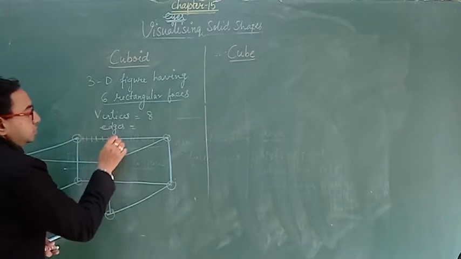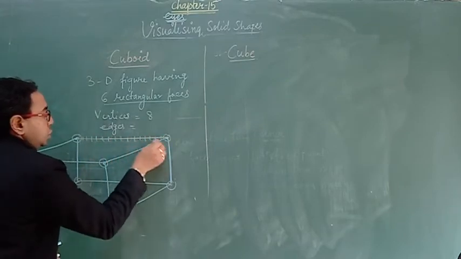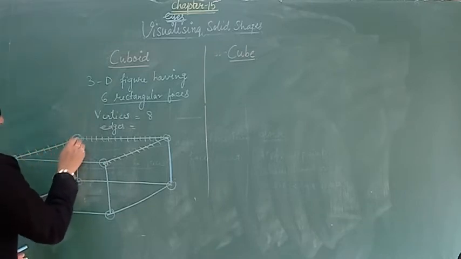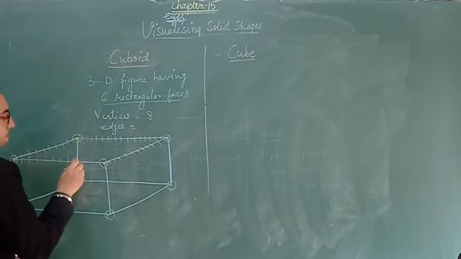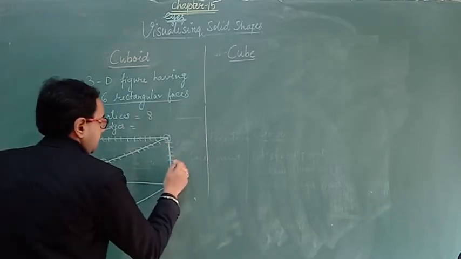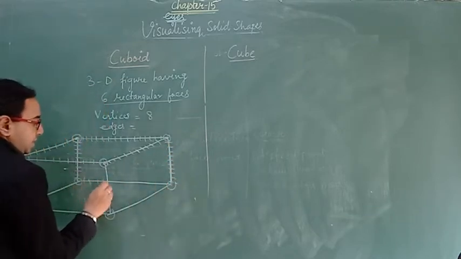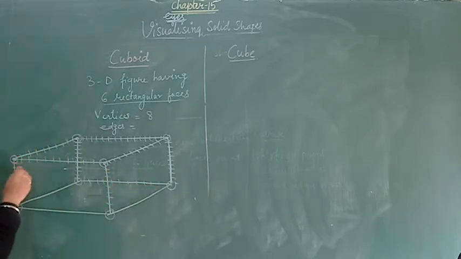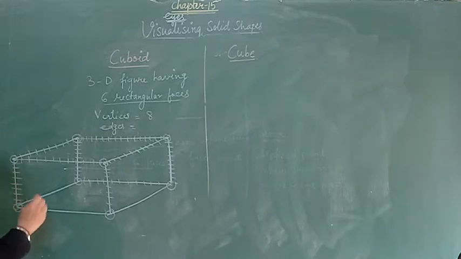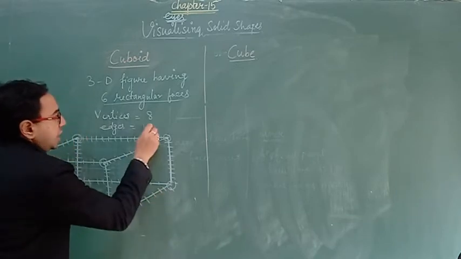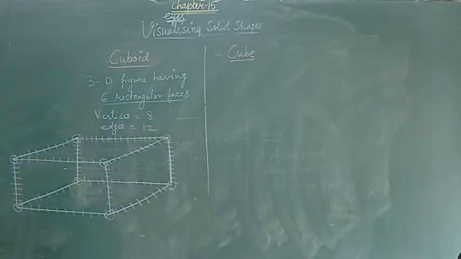1, 2, 3, 4, 5, 6, 7, 8, 9, 10, 11, 12. So how many edges are there? 12 edges are there. Can we see clearly?